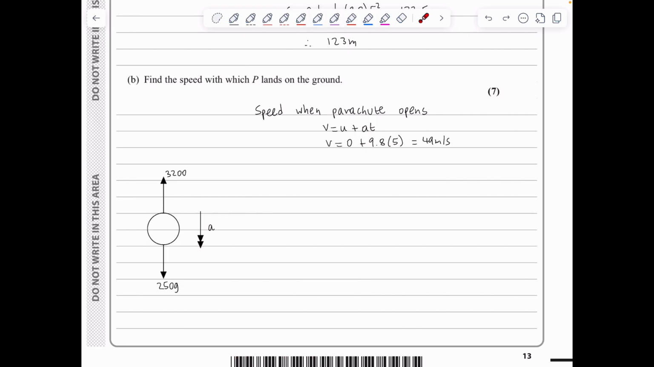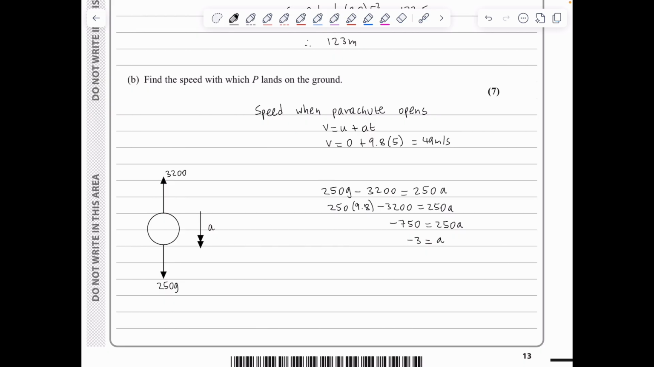So considering the fact that we're accelerating downwards, I'll be doing forces downwards of 250g minus forces upwards, which is 3,200, being equal to mass of 250 times acceleration. So we've got 250 times the 9.8 minus the 3,200 being equal to 250a, and therefore we've got negative 750 being equal to 250a, which means that the acceleration was equal to negative 3 when the parachute opens.